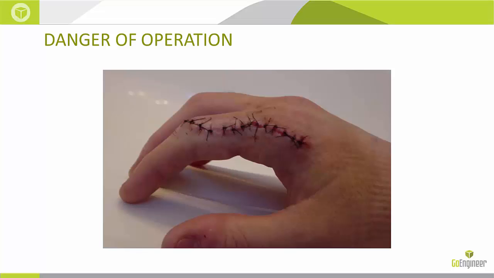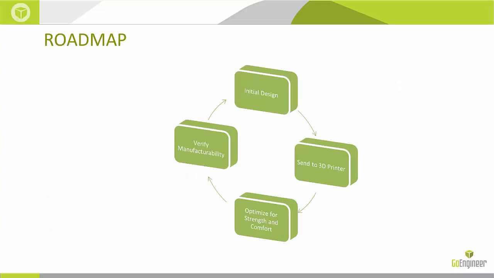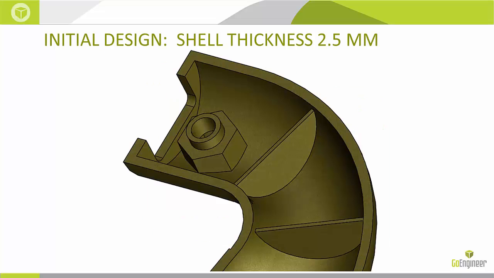not being designed correctly. So the goal today is to minimize the weight of the handle while maintaining a factor of safety greater than 5. We hope to pick up some cost savings along the way, as well as create a more comfortable grip and ensure the manufacturability of the product. So we'll start off with our initial design, show what it looks like to send that digital information to a 3D printer. And then from there, we'll optimize for strength and comfort and finish off by verifying the manufacturability of our part. To begin, we're starting off with a shell thickness of 2.5 millimeters.